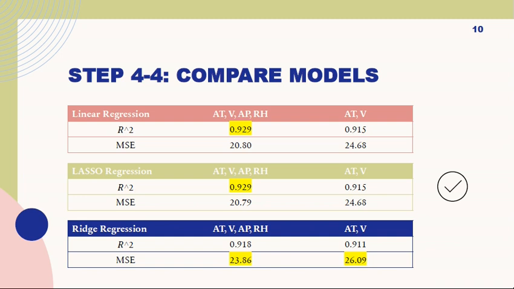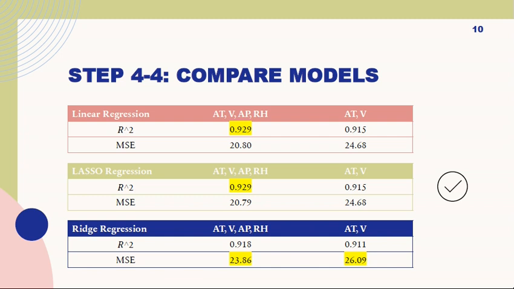When we use all features, all models had pretty high R-squared values, as they're all above 0.9, and that tells me that they're a good fit to the training data. And if I just use ambient temperature and exhaust vacuum, we see a slight decrease in R-squared. That tells me that the other features might still contribute a little to the model's performance.